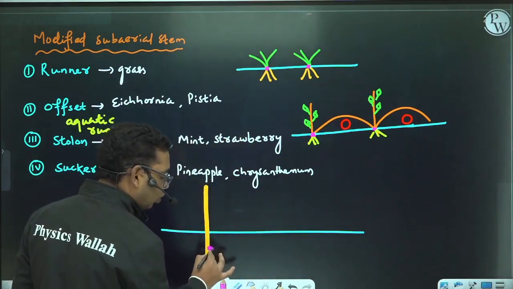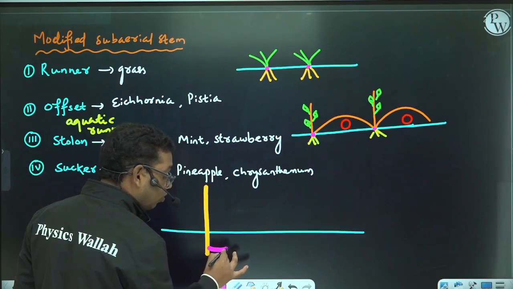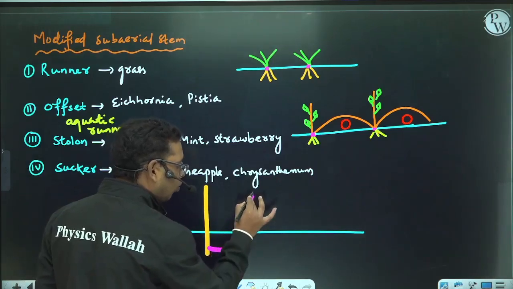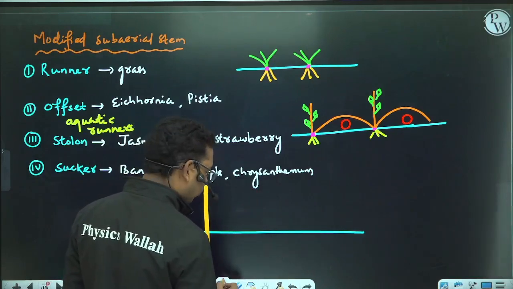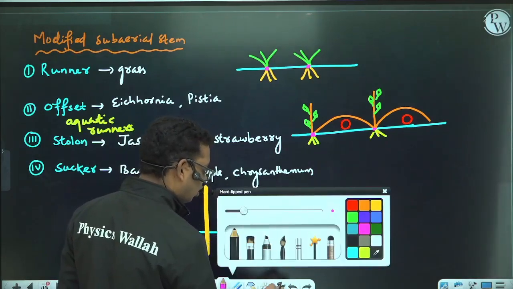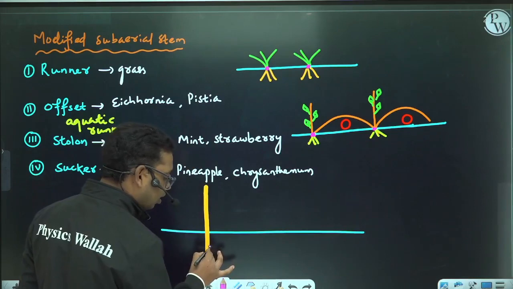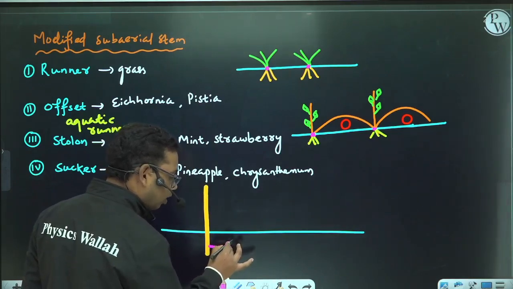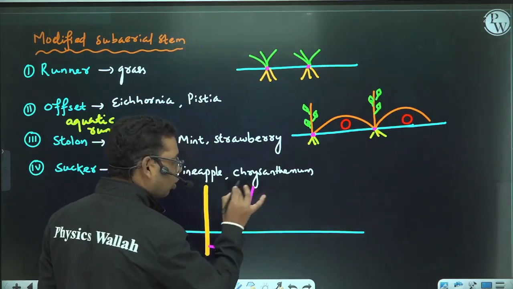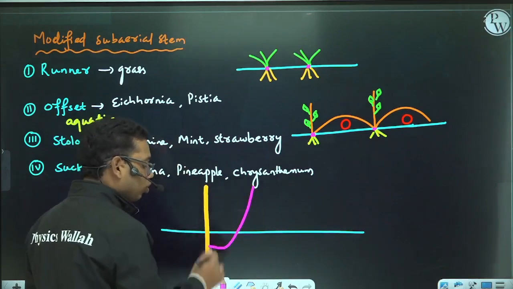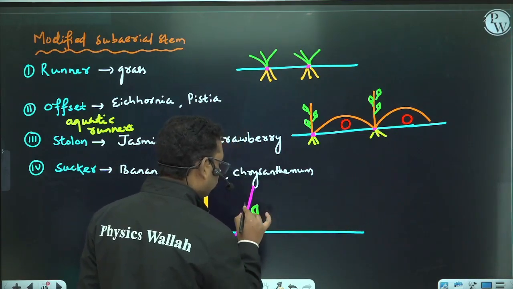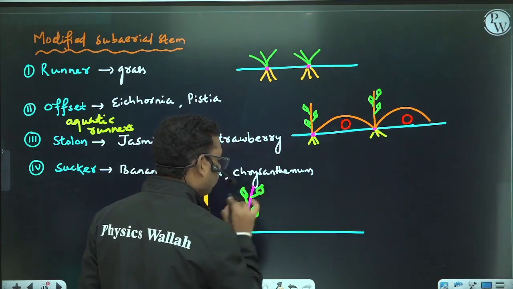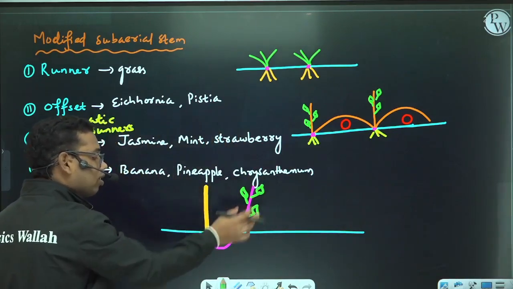Initially it will grow horizontally, and later on it will grow obliquely, and it will ultimately come out of the soil surface. Let me draw once again. Initially it grows horizontally to some distance, then it grows obliquely like this and comes out of the soil surface. Once it comes out, the leaves will also develop. So it will become a leafy shoot, and this structure is called sucker.